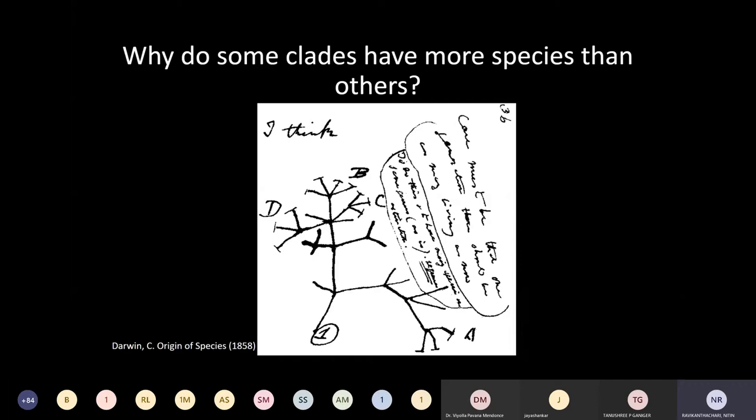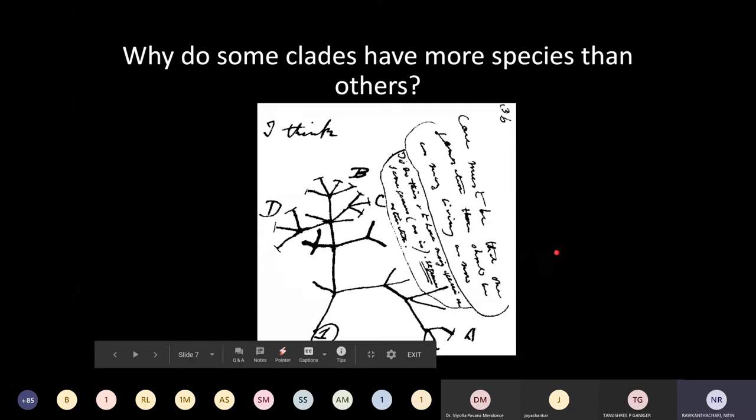And this thought is actually not new. The diagram here is from Darwin's book, Origin of Species.